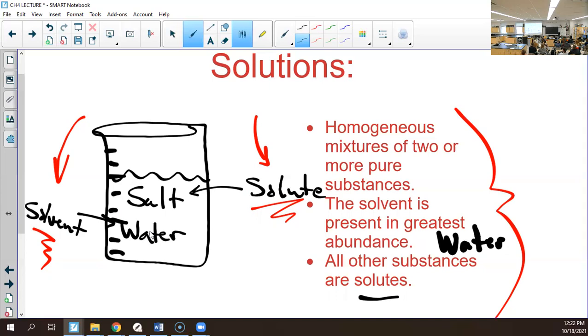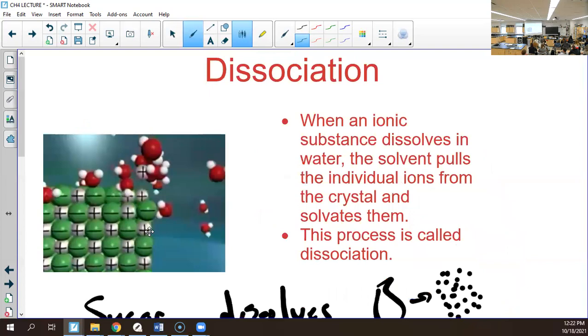All right, so that's what a solution is. I'm moving on. There is a word called dissociation. I will mispronounce it a lot. I will call it disassociation. It doesn't matter, I mean the same thing. You okay with that? Dissociation is when an ionic substance dissolves in water. The solvent pulls the individual ions from the crystals and solvates them.